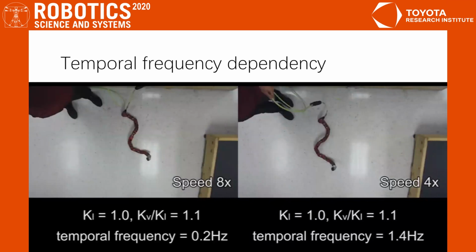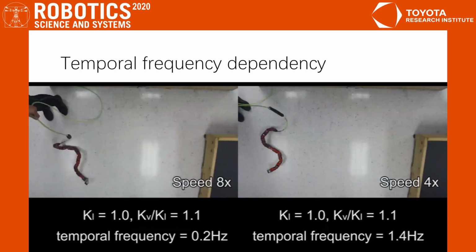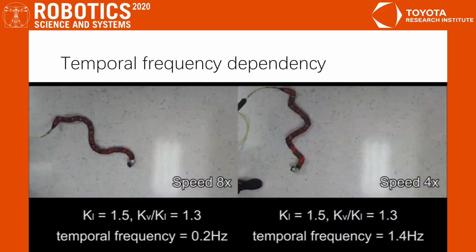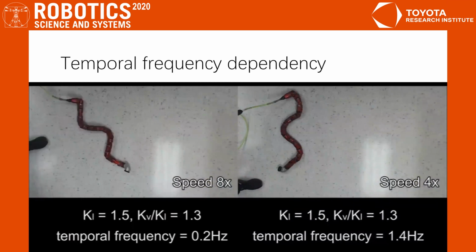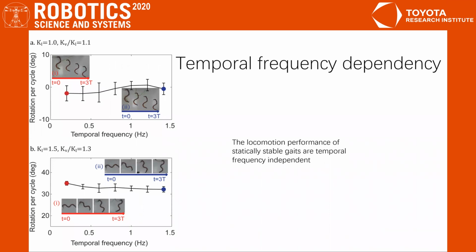As a result, we show that turning performance vanished in the stabilized Sidewinder gait in both high temporal frequency and low temporal frequency. Similarly, in statically stable frequency turning gaits, the turning performance is robust over temporal frequency. We quantify our observations as the figure shows. The rotation per cycle for statically stable gait is then independent of the temporal frequency.